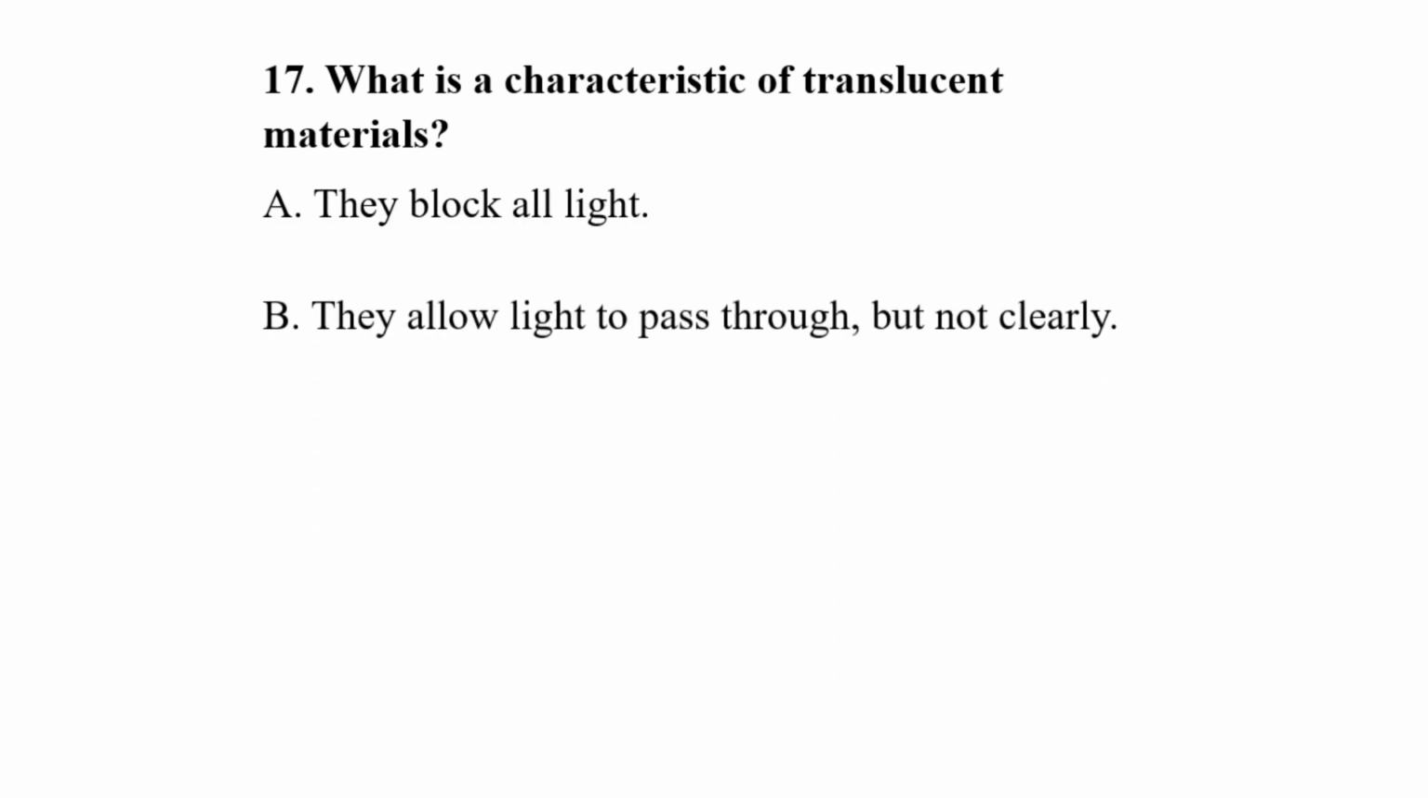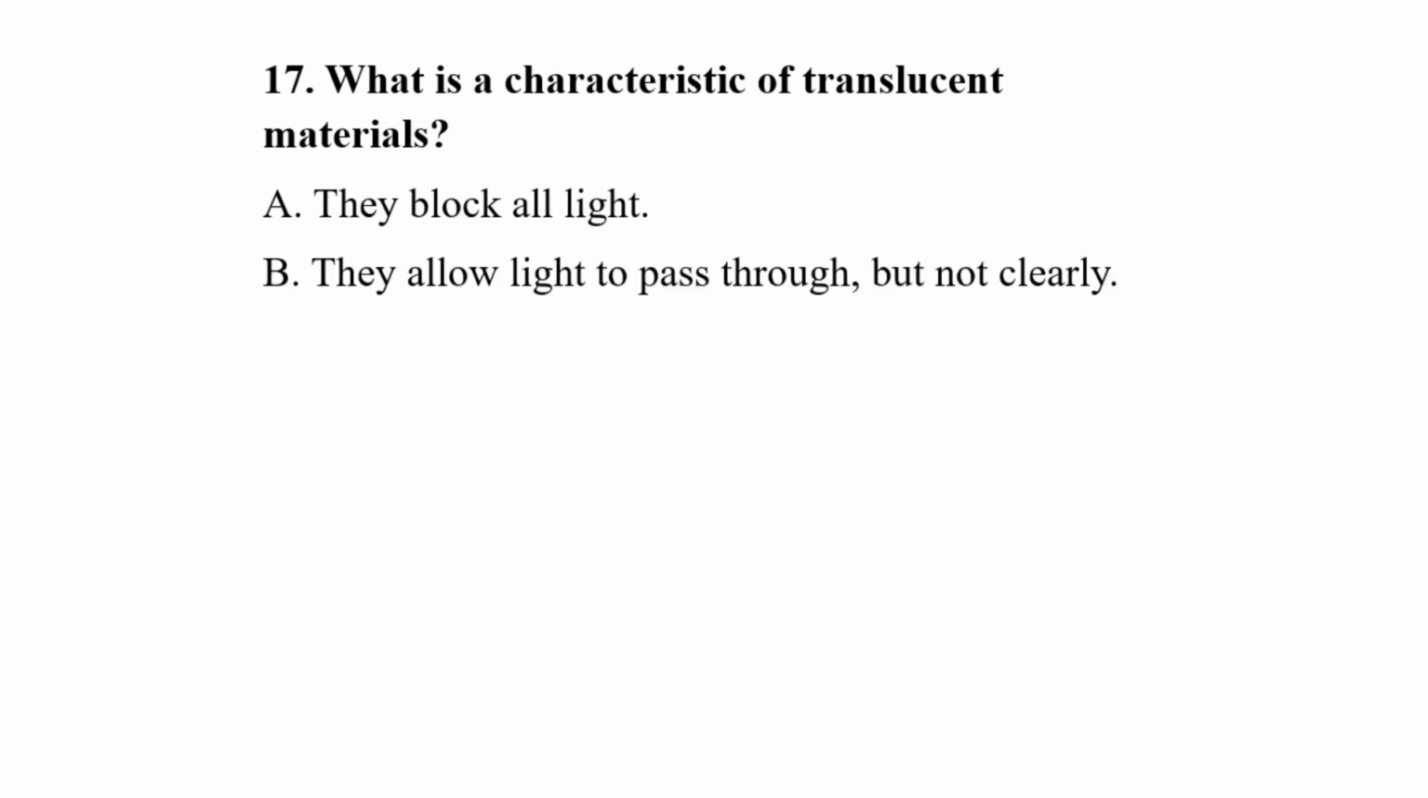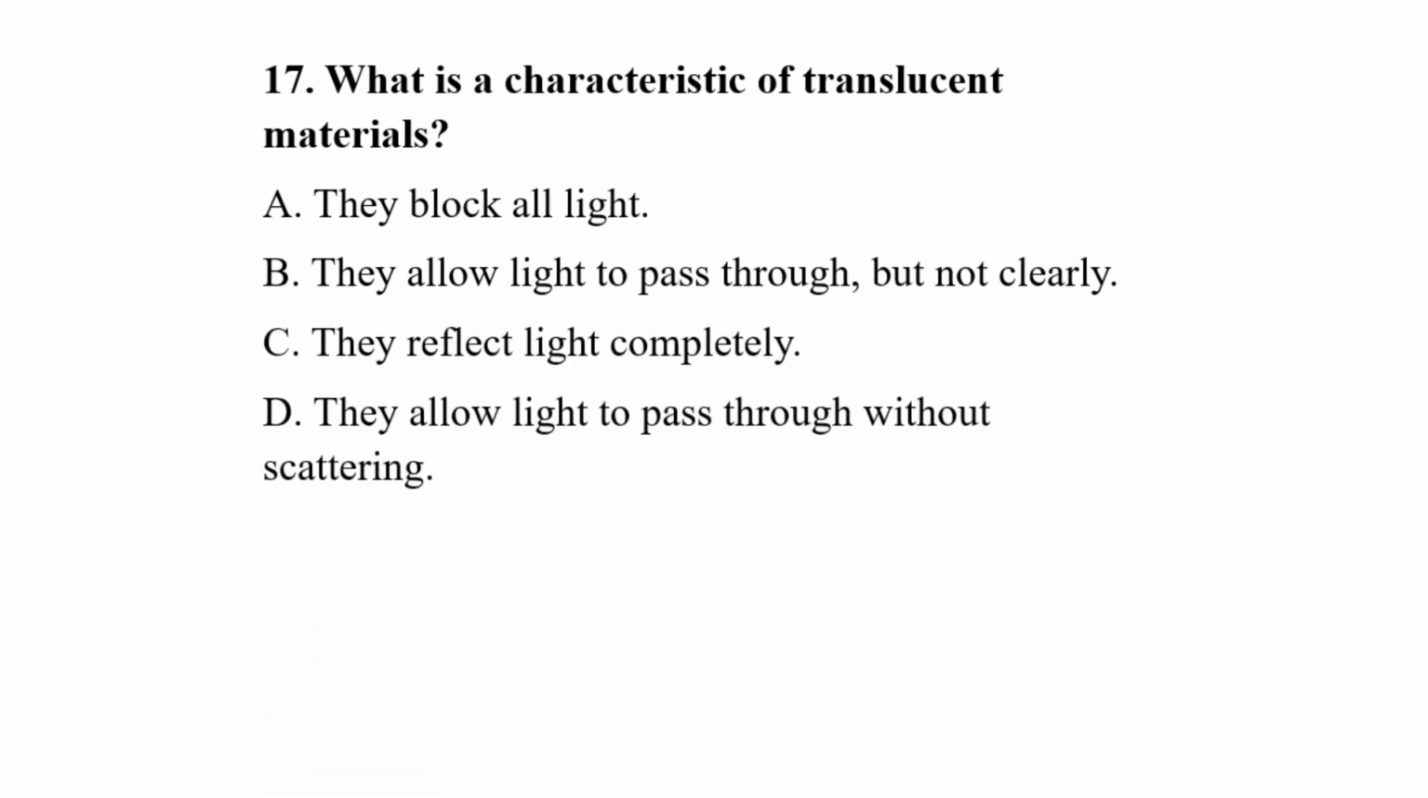Question number 17. What is a characteristic of translucent materials? A. They block all light. B. They allow light to pass through but not clearly. C. They reflect light completely. D. They allow light to pass through without scattering.